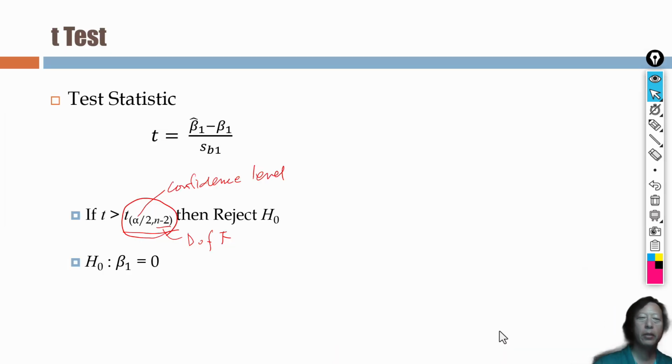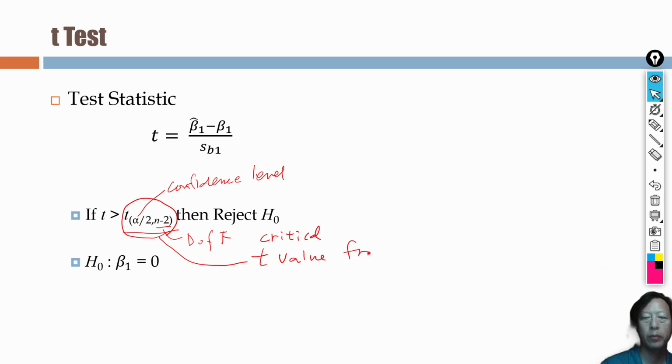Go back to our case. Once using the table, you can find the t critical value from the table. If t is greater than the critical t, then we can say this t is significant, and we can reject the null hypothesis. The null hypothesis of beta 1 is 0. That's why, if this is true, we can conclude beta 1 is not 0.